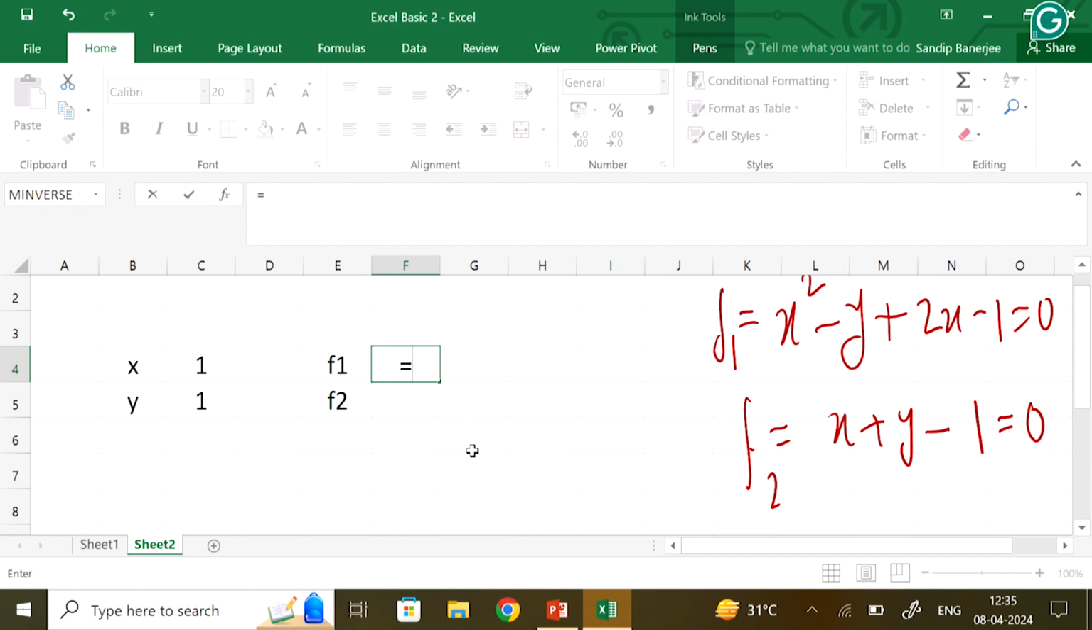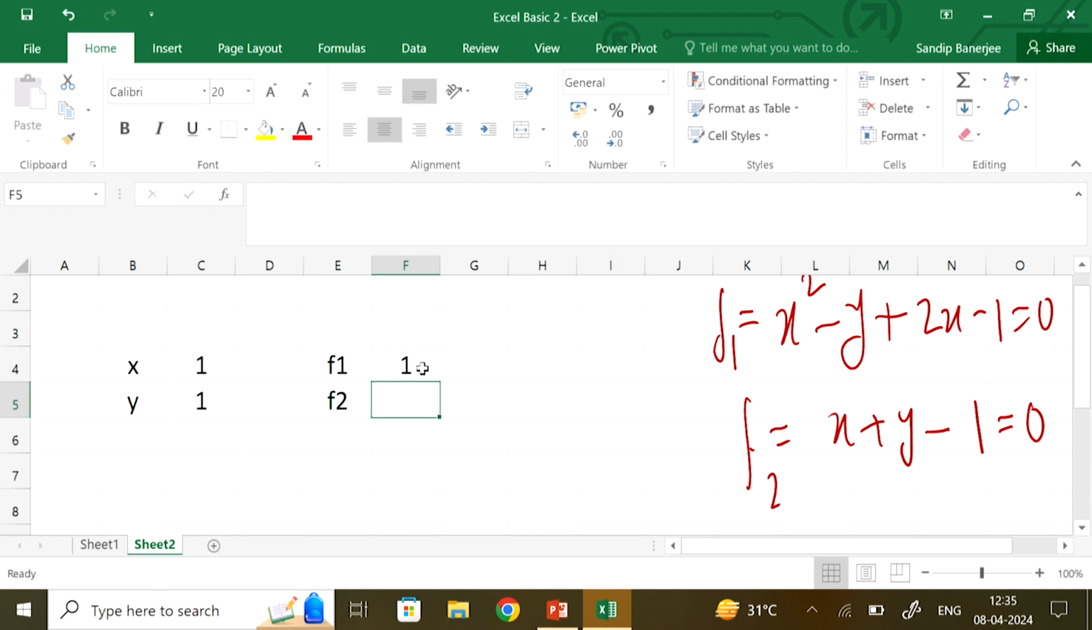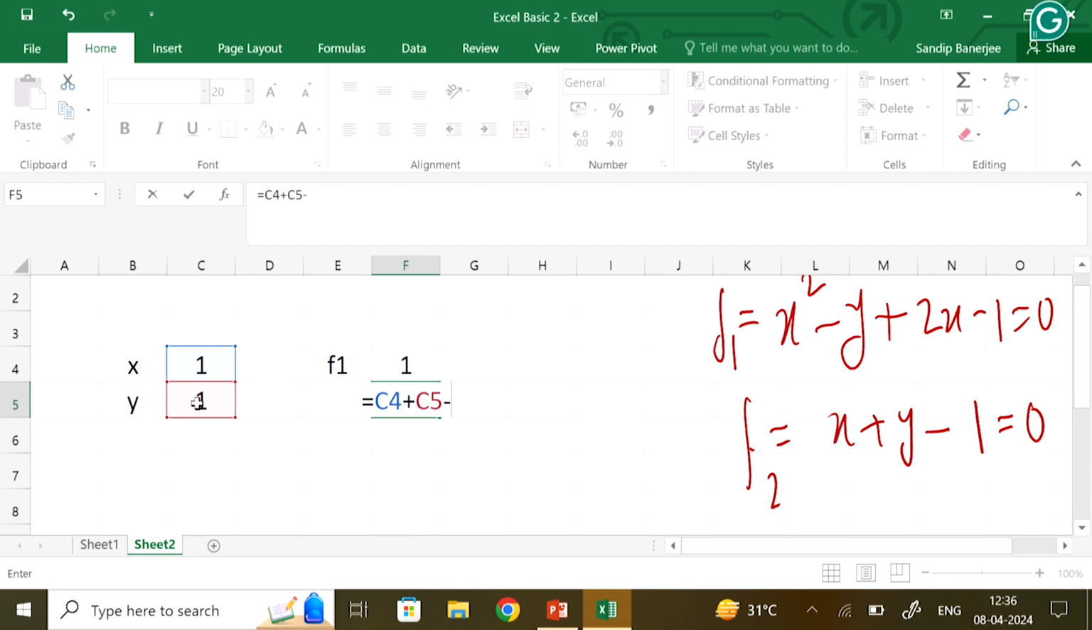So for f1, I calculate the value x square minus y plus 2 times x minus 1. So the value you got is 1. For f2, it is x plus y minus 1.